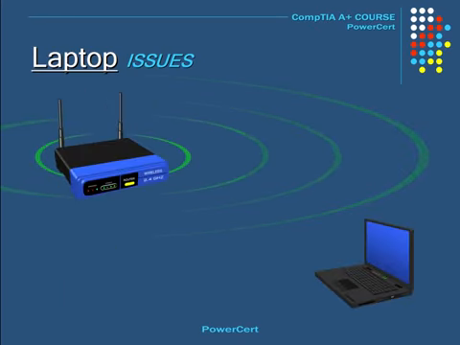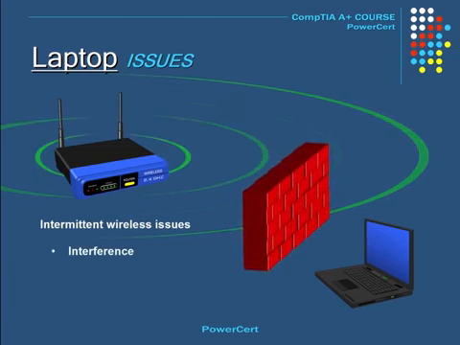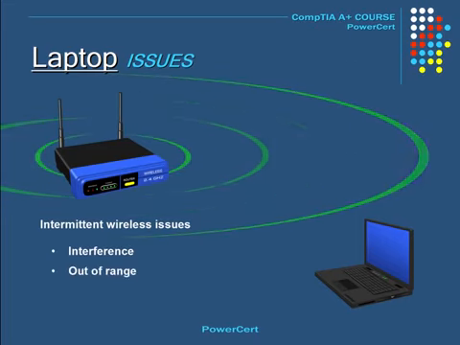All laptops have the capability of wireless networking, and a lot of times you may experience a situation where you have an intermittent wireless connection. Now, this could be caused by a problem where there is interference between your laptop and your wireless router. Or it could also be that you're out of range of the wireless signal from your wireless router.